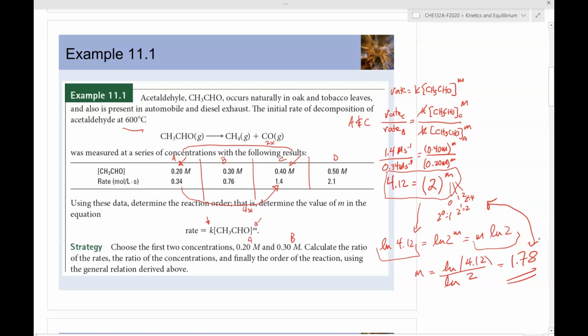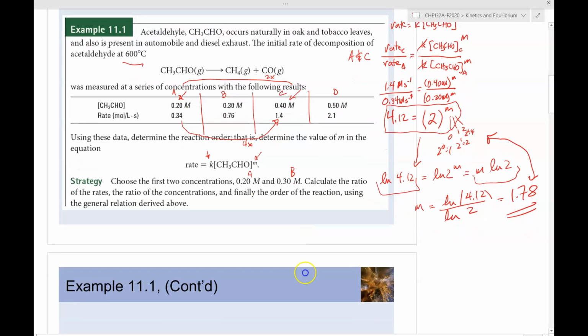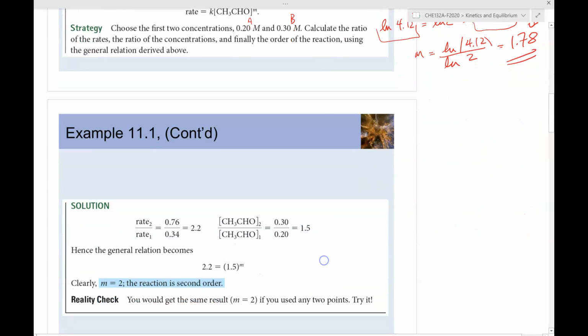Let's see what they did looking at A and B. If you go down here and look at A and B, they just concluded that it's second order. They basically tried 0, 1, or 2 and saw that it was second order that way. What we just did was one of the reality checks, so that's the first one there. You could do it with any of the other 2 data points as well.